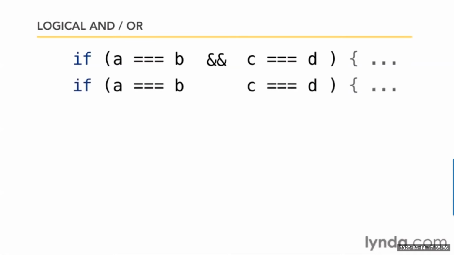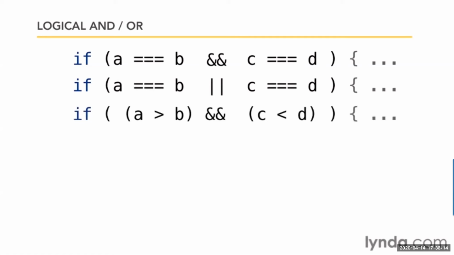And sometimes we don't want to go that far. We might ask if A is strictly equal to B or C is strictly equal to D, then we want that condition to be true. Well, instead of the 2 ampersands, we use the 2 vertical bars, or pipe symbols, depending on what you call them, or how we say an or inside this condition.